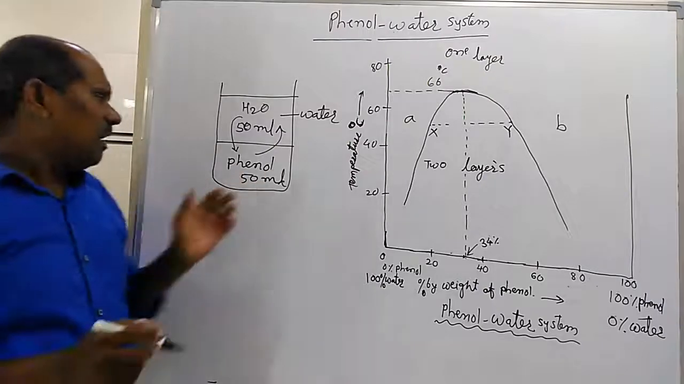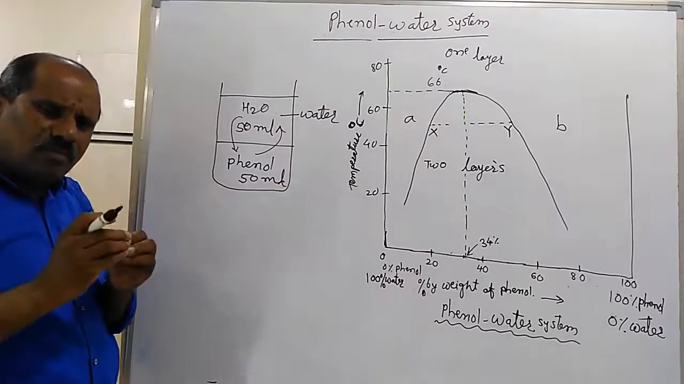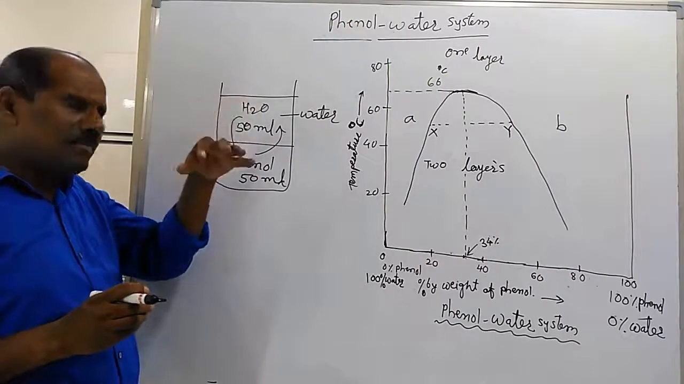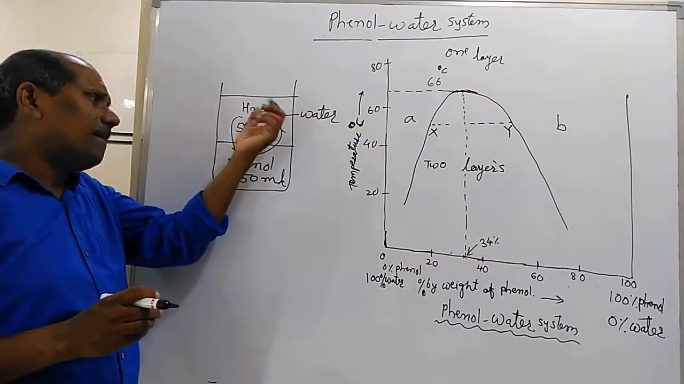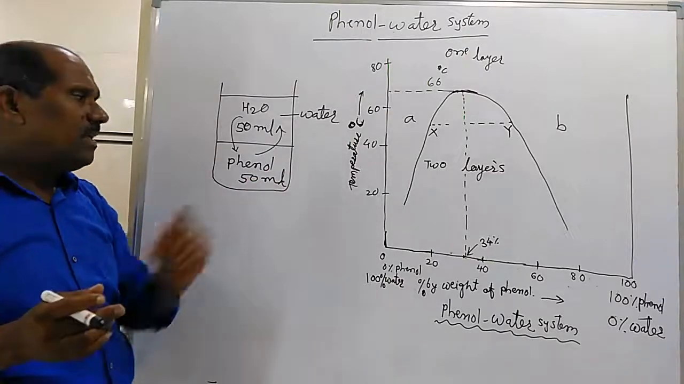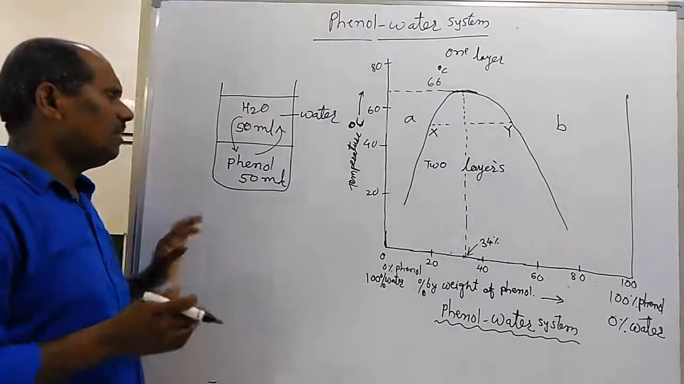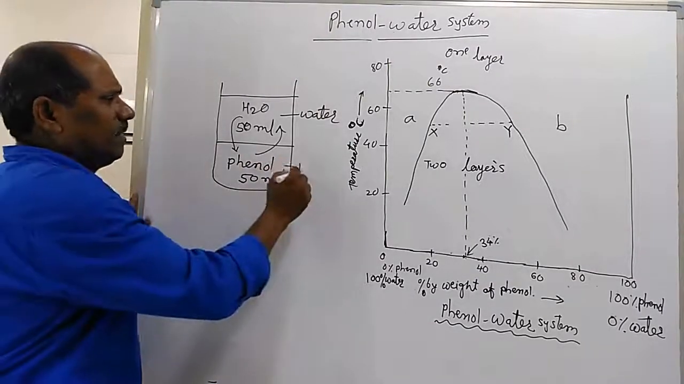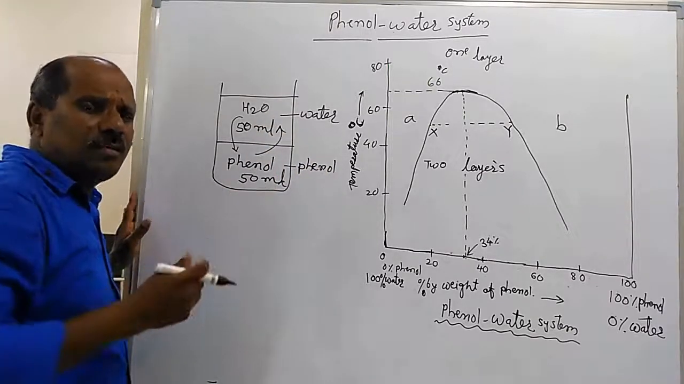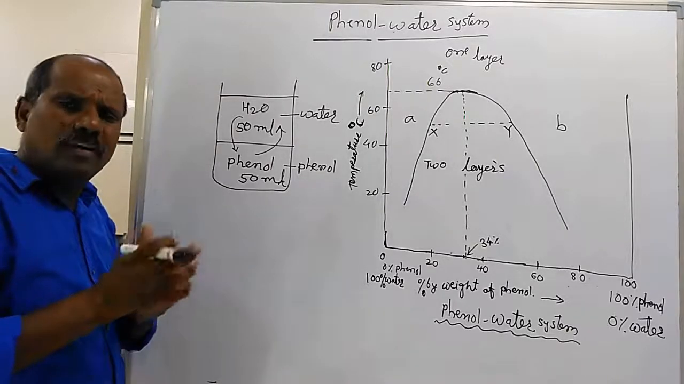Means at ordinary temperature, some quantity of the phenol becomes soluble in the water. At the same time, some quantity of the water becomes soluble in the phenol after vigorous shaking with each other. That two pairs are called the conjugate liquid pair. Means in this case, phenol and water show partial miscibility or solubility with each other.